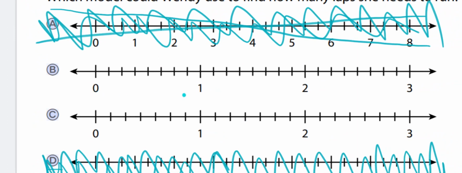When I look carefully, they look very similar. But I need to look from 0 to 1 and count to see if I do 8 jumps. So let's see. 1, 2, 3, 4, 5, 6, 7, 8. Did I just do 8 jumps? Yes, I did. So let me double check. 1, 2, 3, 4, 5, 6, 7, 8. Okay, it's split into eighths again. Okay, it was divided into eighths again.